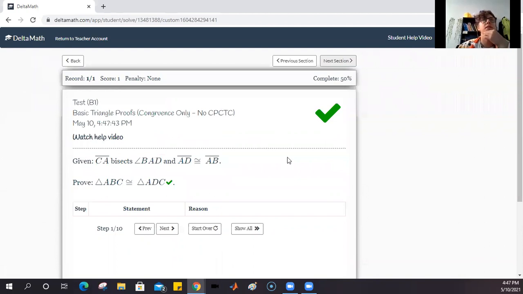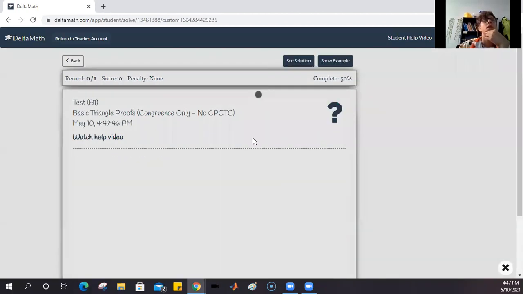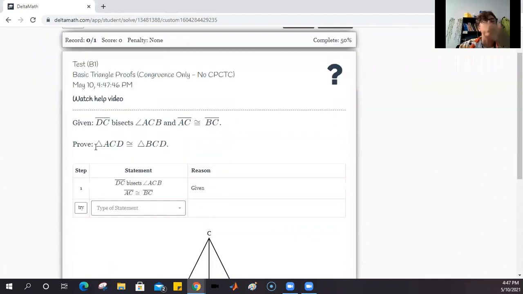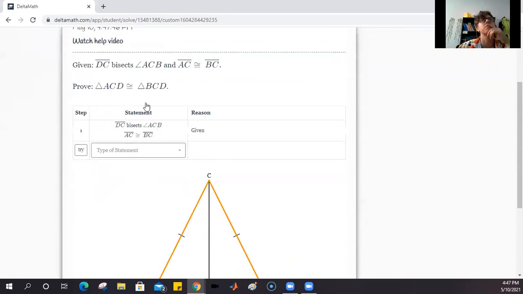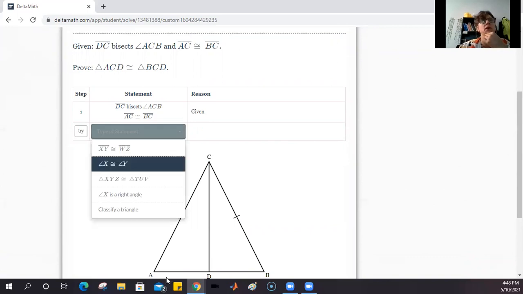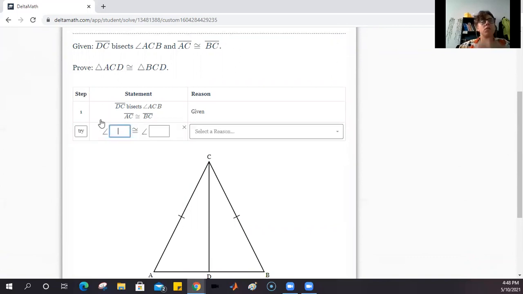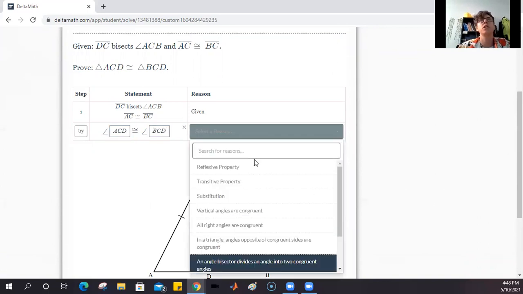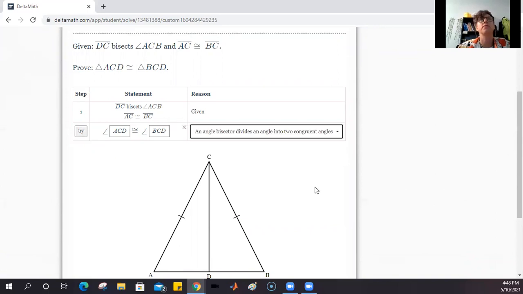Two more, guys. You're doing great. What are you trying to do? Prove triangles congruent. What are we given? An angle bisector again. All right. And then another pair of sides that are congruent. What does it mean to be an angle bisector? It means to split an angle perfectly in half, which means the two halves are congruent to each other. So we've got angle ACD on one side congruent to BCD on the other side, because that's what an angle bisector does. It splits angles perfectly in half.